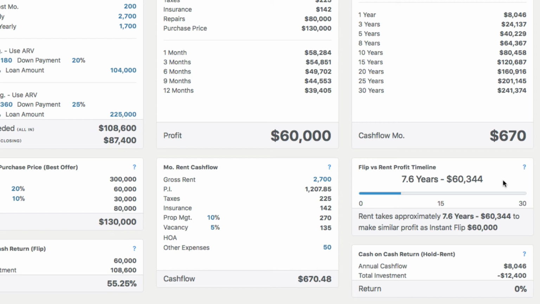And also, since it's a rental property, we can refinance with cash out and take most of our funds that we put into purchase and rehab the property out again so we can go out and buy more properties. So something to consider, and we will learn how to analyze that. We'll also calculate our cash on cash return on our hold, on our rental.